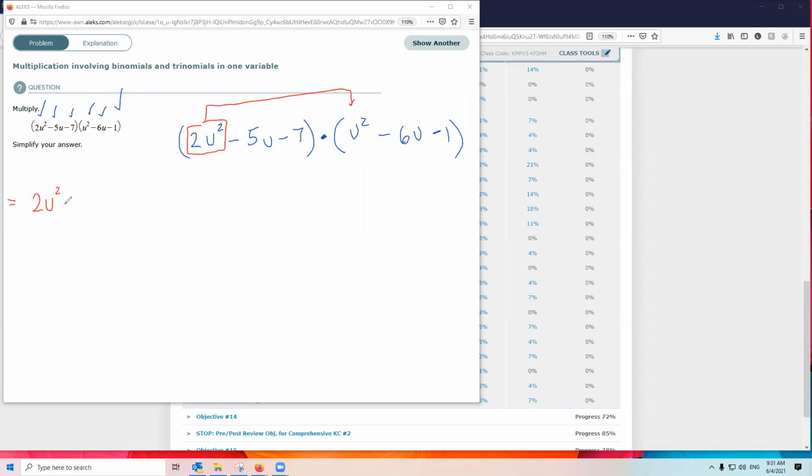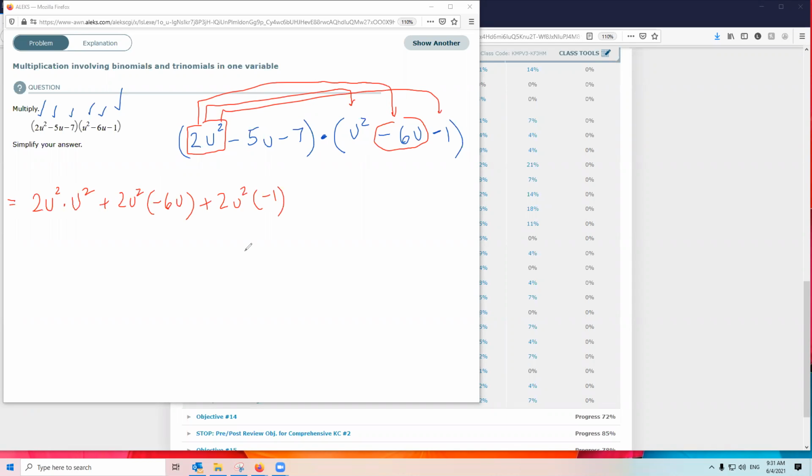All right, 2u squared multiplies the u squared in the back. Now this 2u squared is going to multiply this negative 6u in the back. And finally, this 2u squared is going to multiply the negative 1.